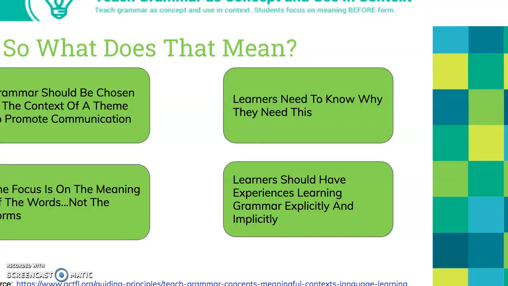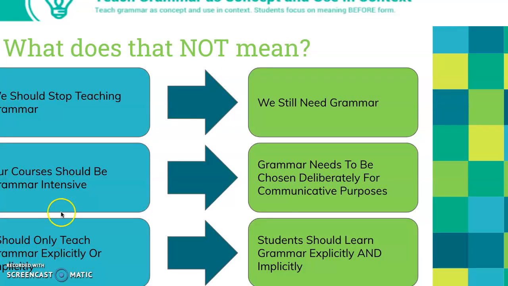So a reminder of what it does mean in terms of teaching grammar as a concept in context. So choosing a theme, why they need to know this, focuses on the meaning of the words, and learners need to have experiences with both explicit and implicit, which is why I like this model specifically, because it's that idea of discovery learning. It's that mix of the two. And the things that we have to keep in mind.